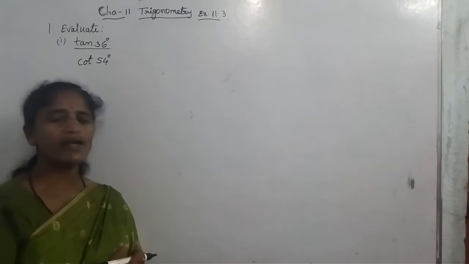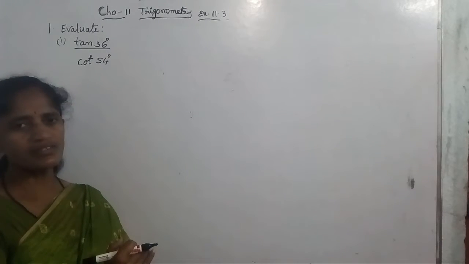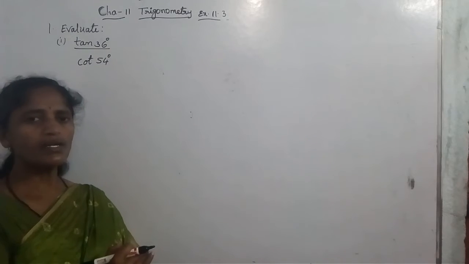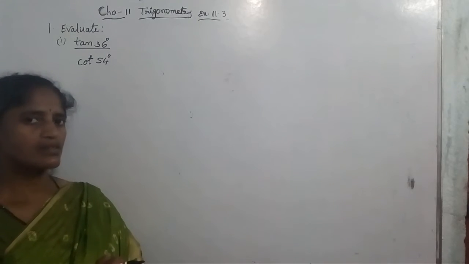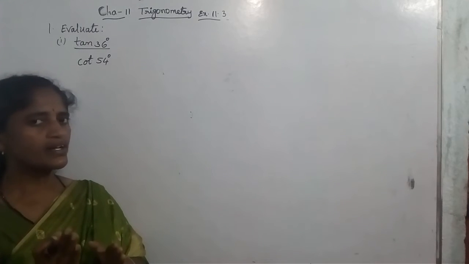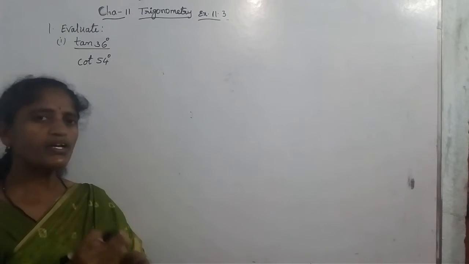First of all, complementary angle means the sum of any two acute angles is equal to 90 degrees. If any two angles add up to 90 degrees, then those angles are said to be complementary angles to each other. Okay.